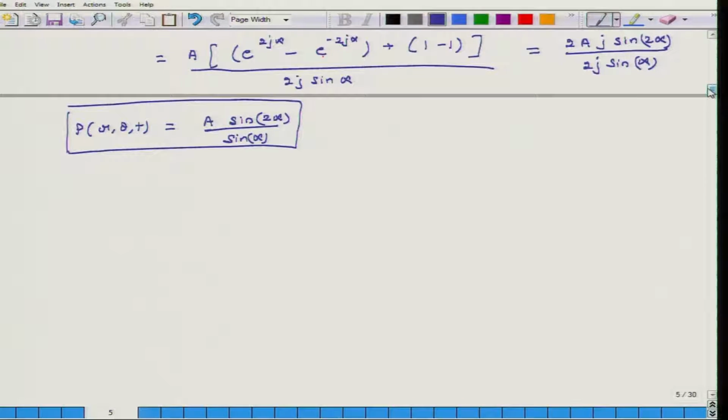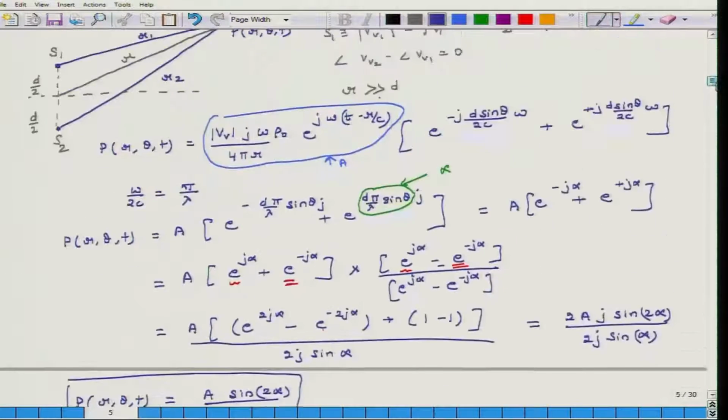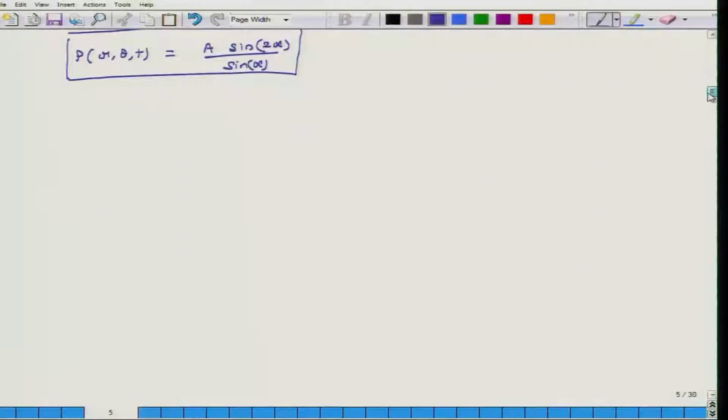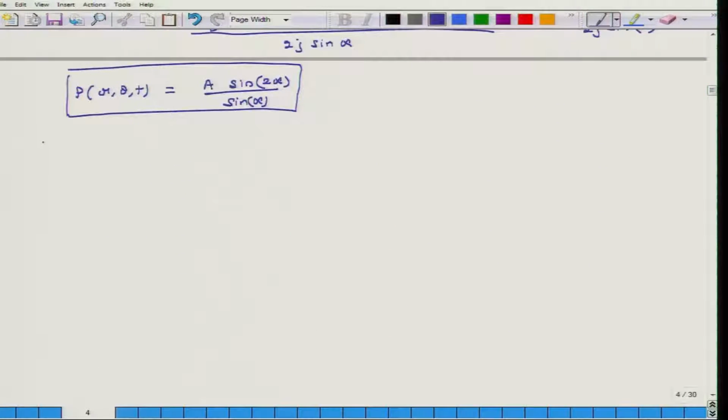Now, we will extend this discussion further. So, here we had two sources. Now, let us see what happens when I have four sources. For four sources, first let us define the problem.